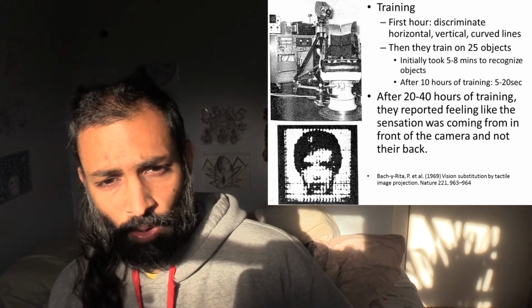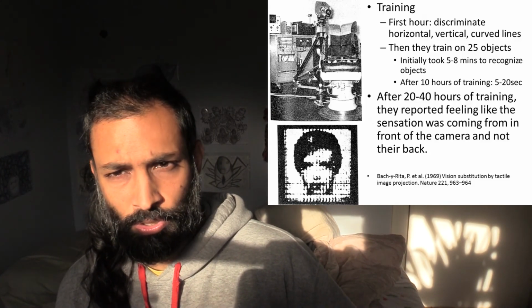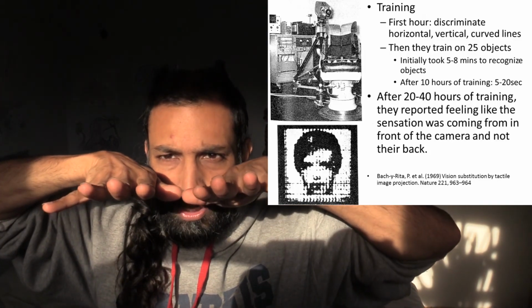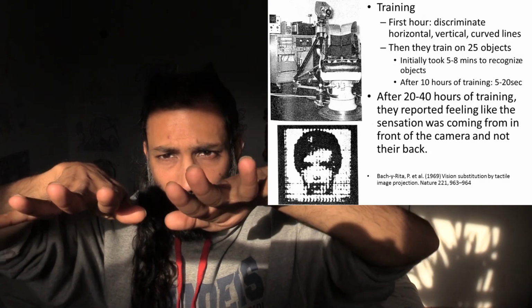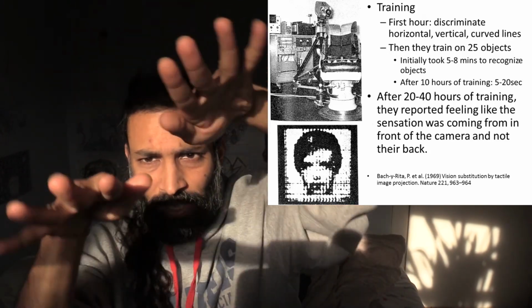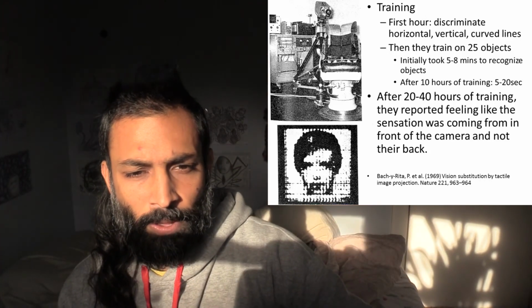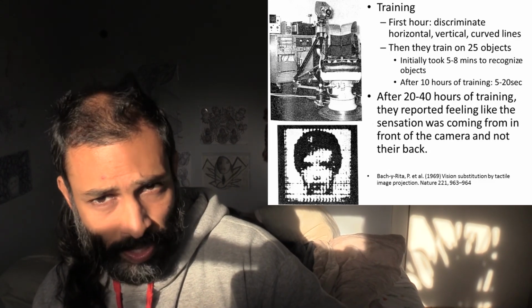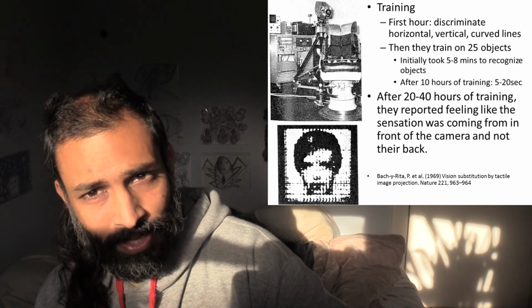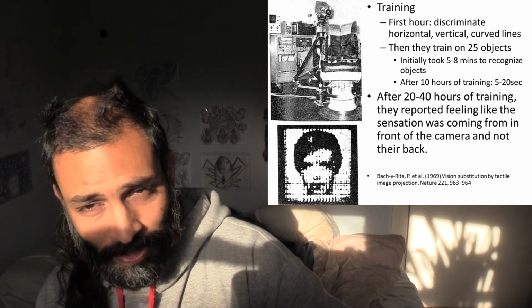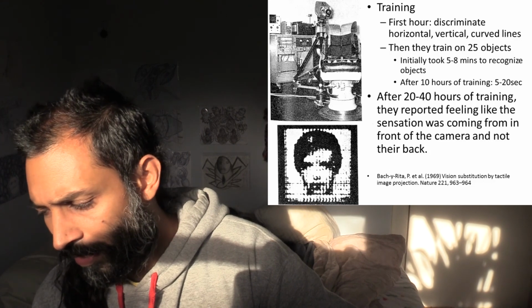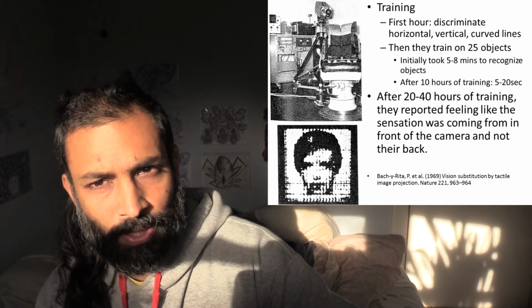Within the first hour, people were able to discriminate horizontal, vertical and curved lines, which you could imagine would be pretty simple. You feel a poke like this on your back: oh, it's a horizontal, this is a vertical line. That may be kind of fast to do. I'll probably at one point do a whole video just on training, because I'm interested in what training looks like for the devices I make. There are papers on that, but there's a lot more to be learned.